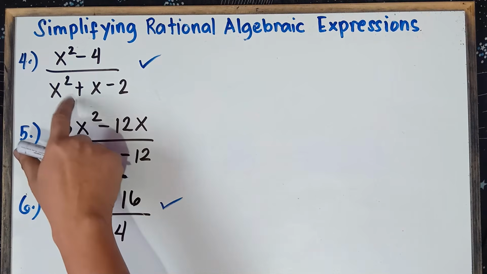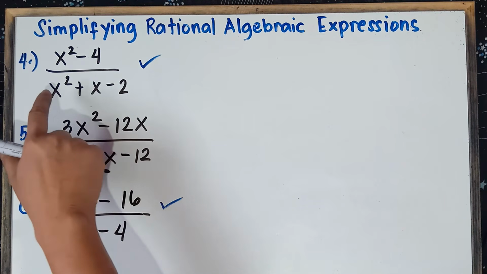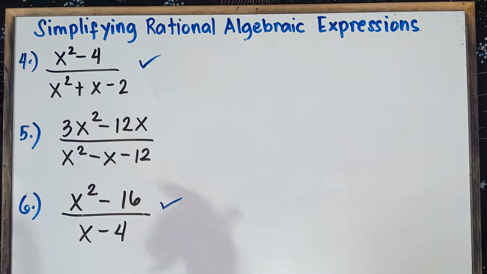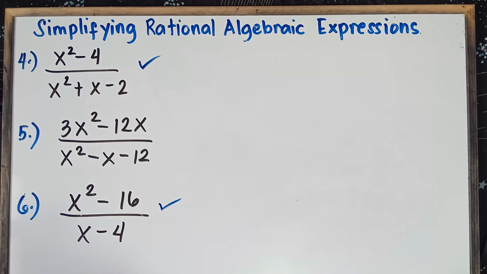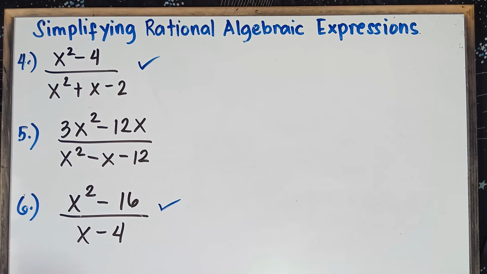And then factor this out using general trinomials for the denominator of number 4. So how about you try this one, class? Example number 4 and then number 6. And then you put your answer on the comment section down below. Let me check, class, if you really understand our topic. I'm sure that's very easy for example number 4 and then example number 6.